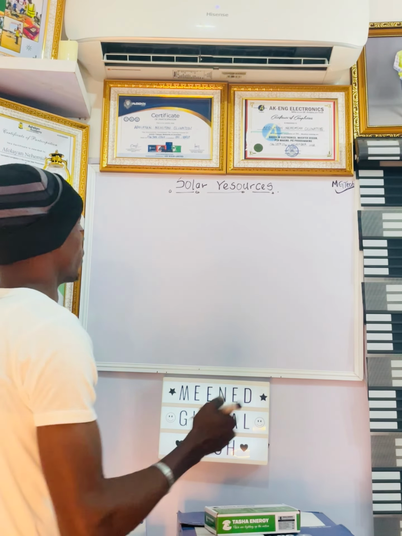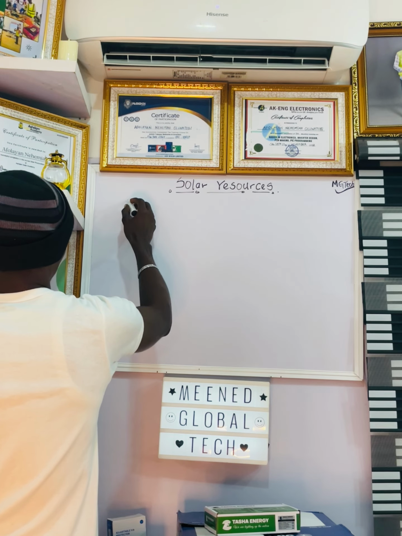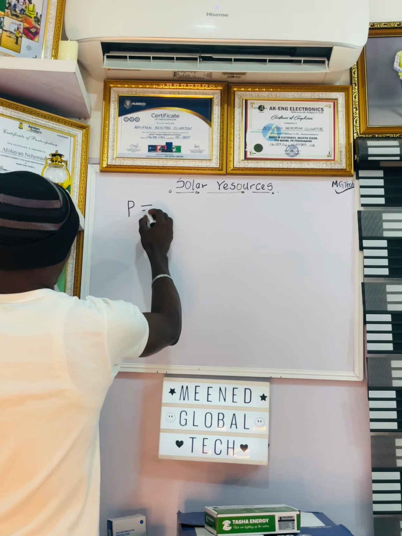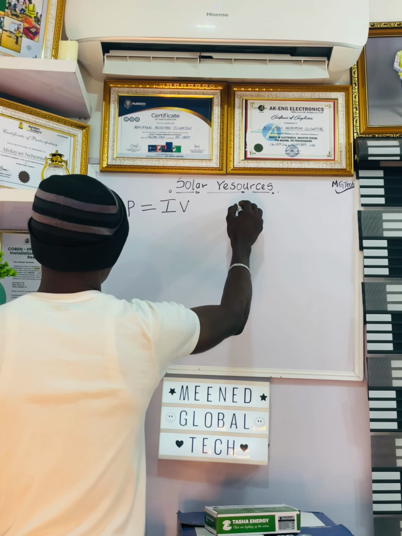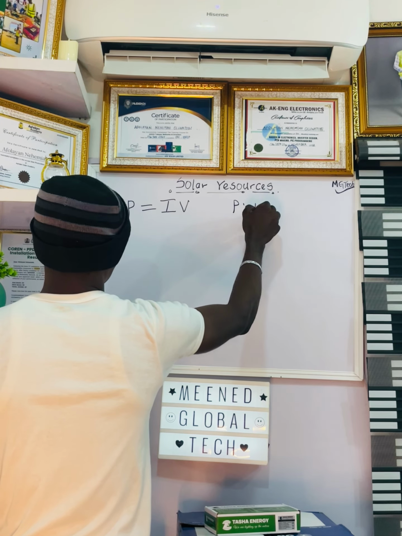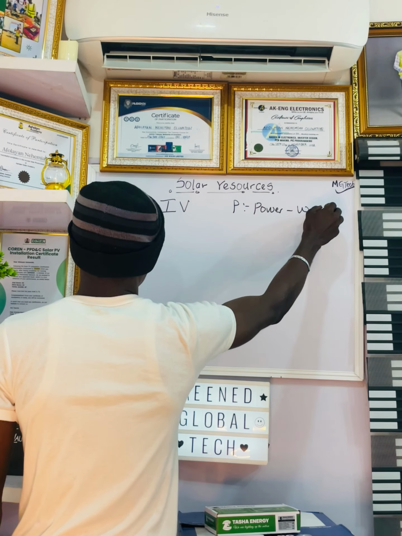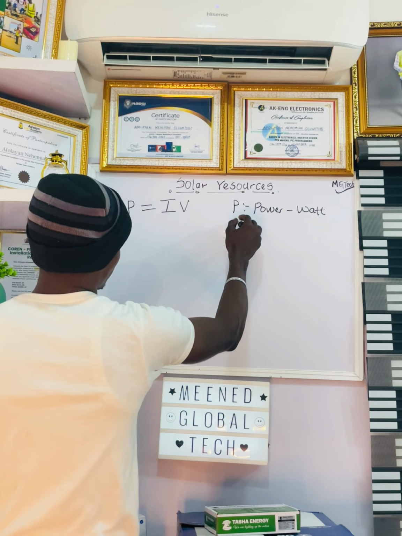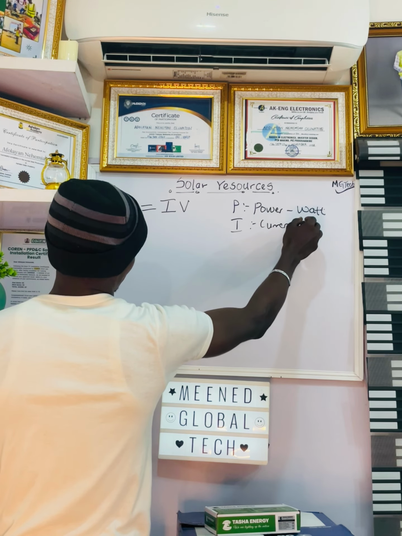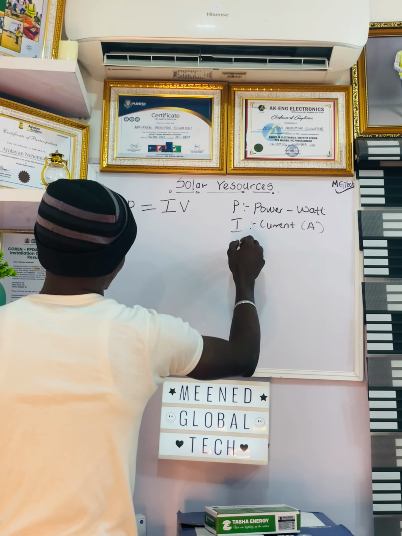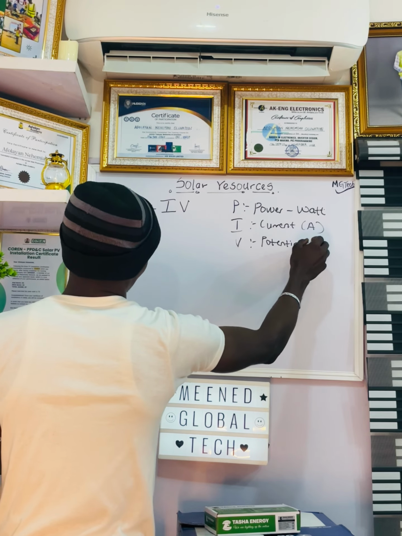Okay, let's start with the fact that P equals IV, where P stands for the power in watts. That's the unit of power. Then we have I standing for current, times V, which we call potential difference.